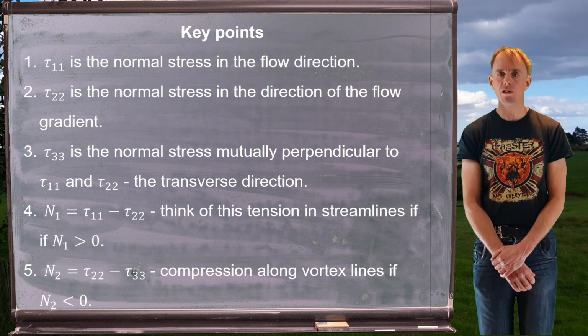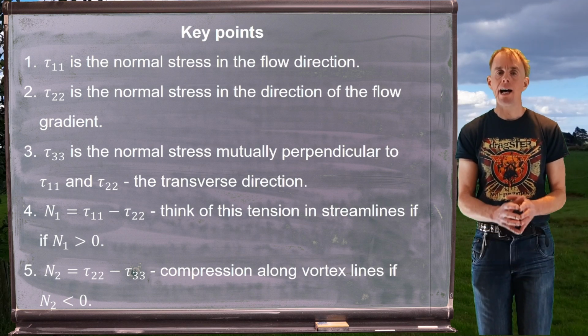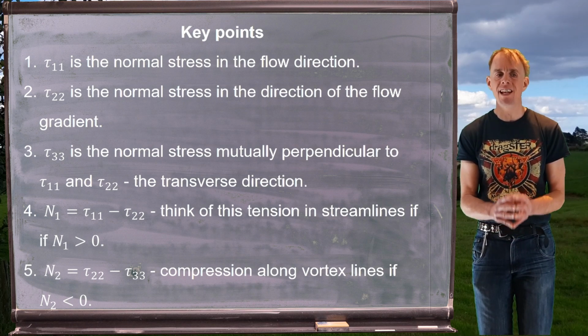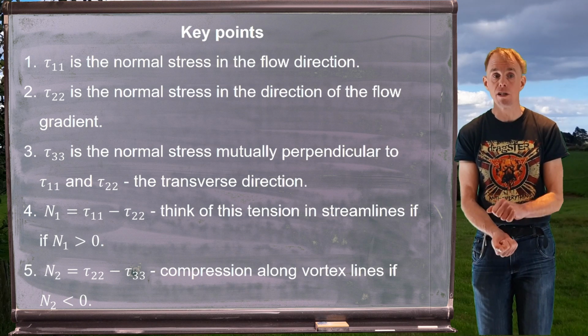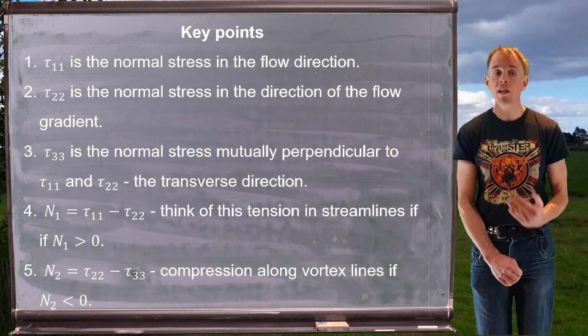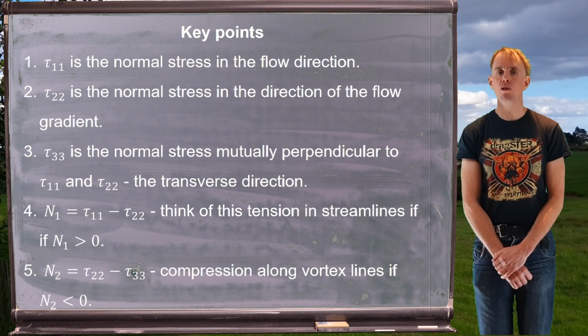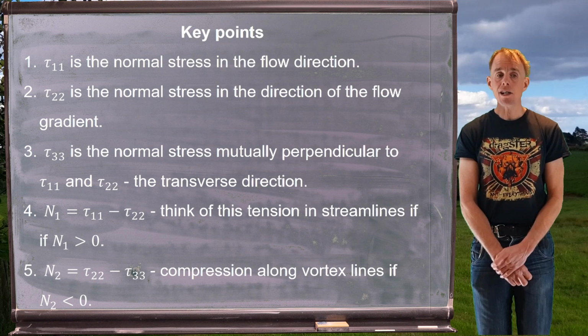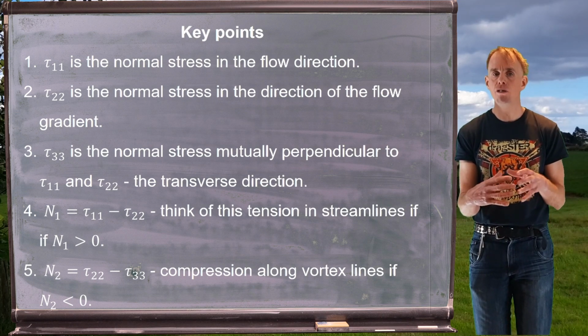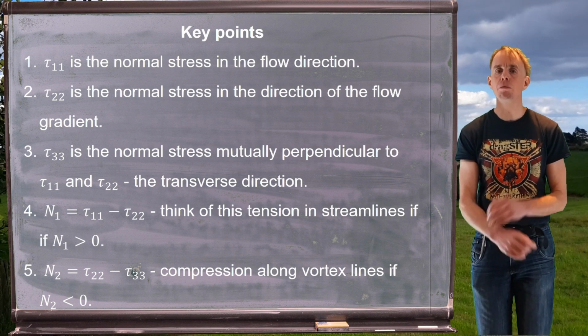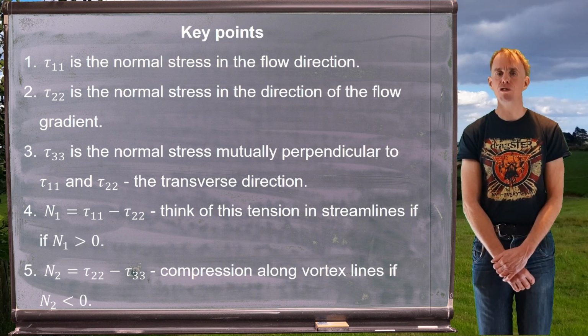and we've seen various examples of this now in different coordinate systems of flow geometries. And our mental model is to think of this as tension in streamlines if our first normal stress difference is greater than 0, i.e. when the flow direction stress is greater than the flow gradient direction stress. Our second normal stress difference, tau 22 minus tau 33, can actually be thought of as long as compression along the vortex lines if N2 is less than 0, but we're going to explore this in more depth in future parts of this lesson.